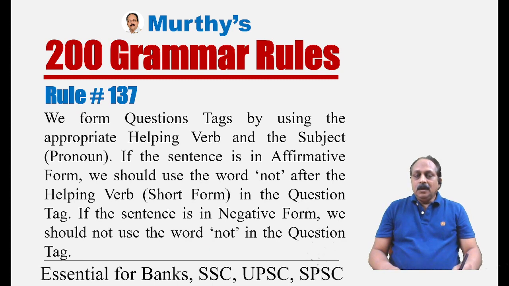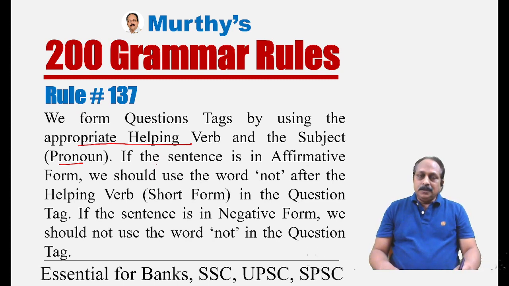Now let us start with how the question tags are formed. At the outset, what is a question tag? A question tag is a short question that comes at the end of a sentence. How do we form question tags? We form question tags by using the appropriate helping verb. Every tense has an appropriate helping verb that has to be used, and the subject. Subject could be a noun or a pronoun, but in the question tag, we should always use a pronoun. So, how do we form a question tag? By using the appropriate helping verb and the subject, that is, a pronoun.